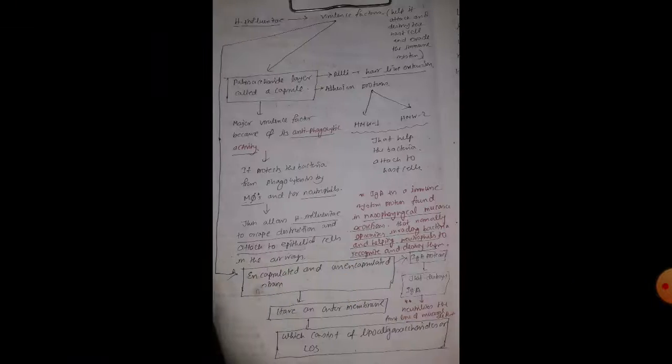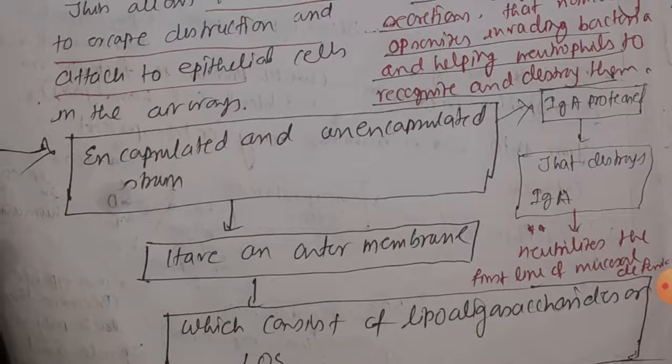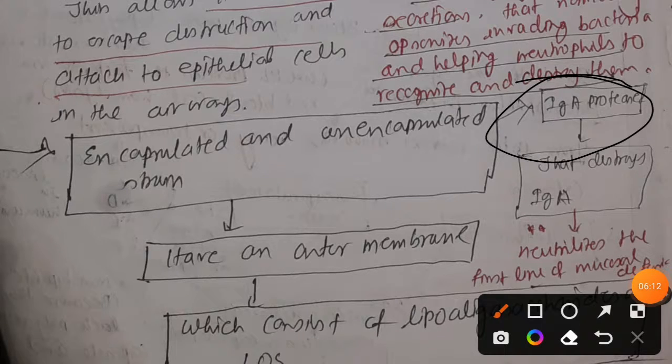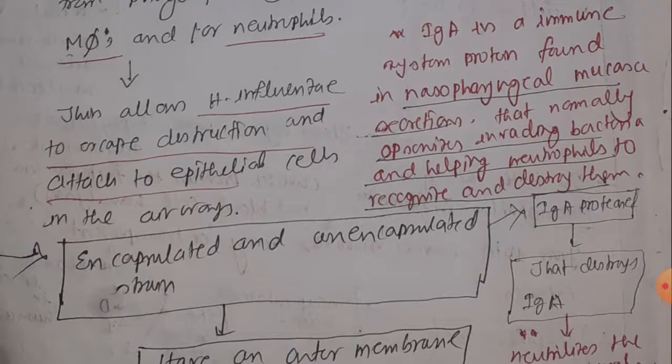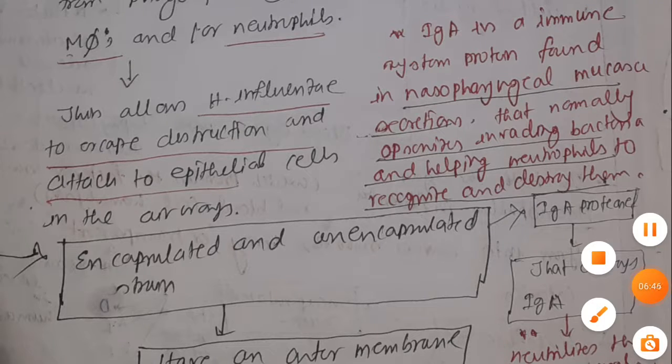Another important virulence factor is the IgA protease. Remember very clearly that in the nasopharyngeal mucosal secretions there is a special type of immune protein called IgA, that is immunoglobulin A. It is a secretory protein and it is a dimer. Mind it very carefully. This IgA will opsonize the bacteria. What is the process of opsonization? Opsonization is nothing but it helps the neutrophils. I hope you know that a neutrophil is an immune cell.